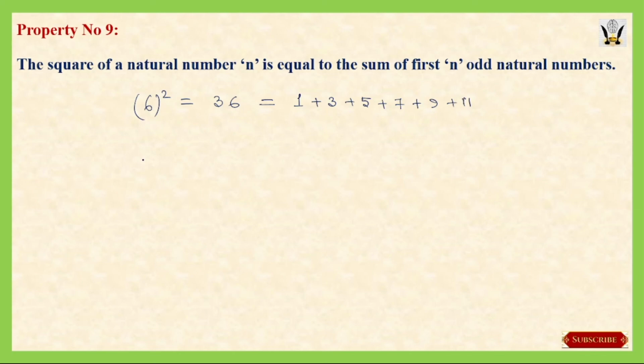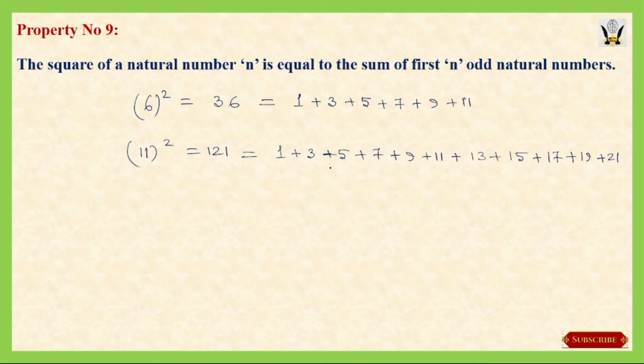Now if we choose, say, 11, the square will be 121, and 121 can be further written as 1 plus 3 plus 5 plus 7, and so on, finally plus 21. So here we have 1, 2, 3, 4, 5, 6, 7, 8, 9, 10, 11, the first 11 odd natural numbers. If we add all these odd natural numbers, we will get 121 only. Now we can verify this property with any natural number. So this is also very interesting, we can say.